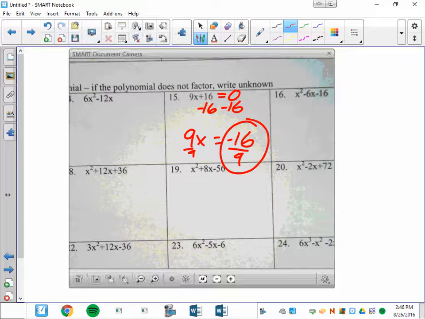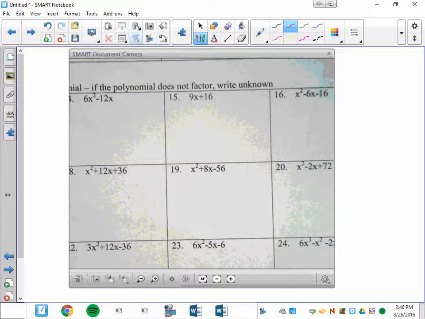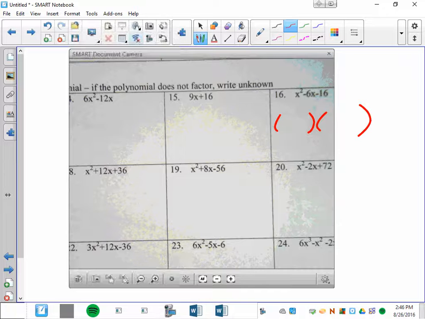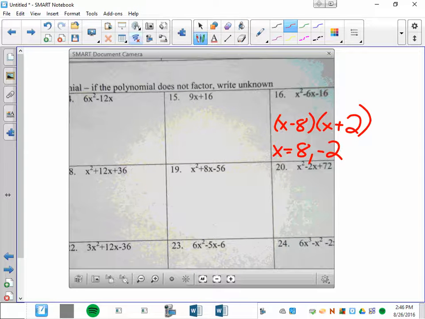All right. Number 16. Can we pull anything out? No. Are there factors of negative 16 that add to be 6? Negative 6? Negative 8 and 2. So x minus 8 and x plus 2. What are the roots? So x equals 8 and negative 2.